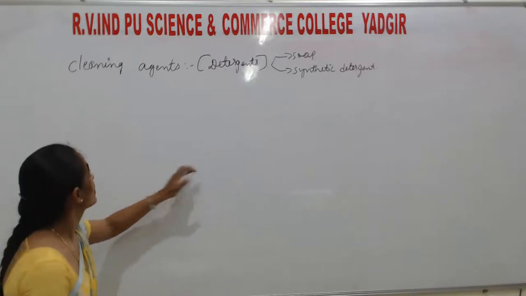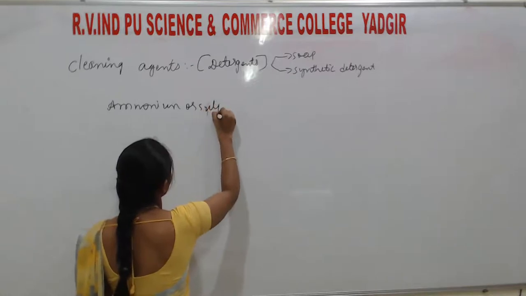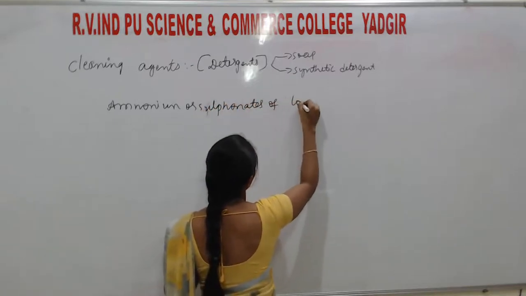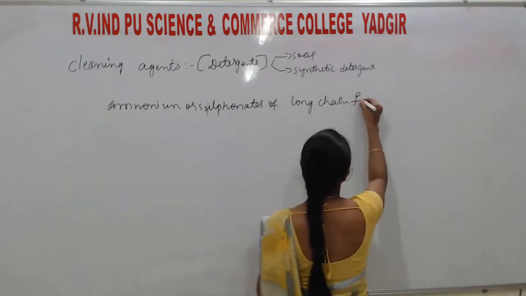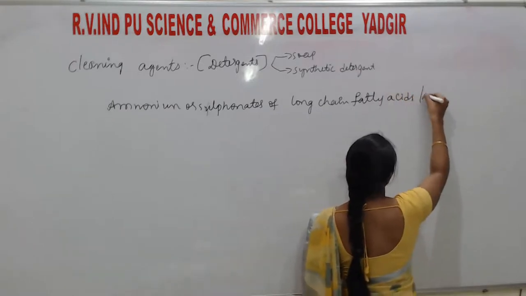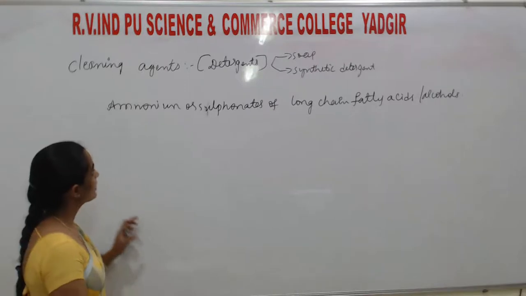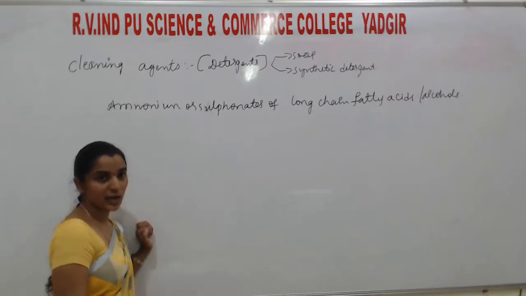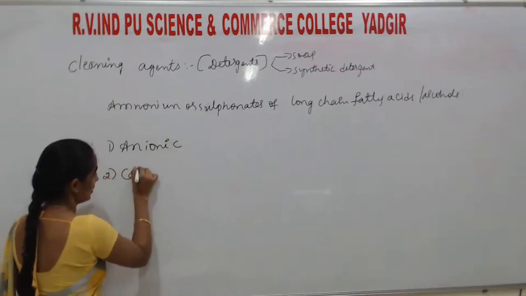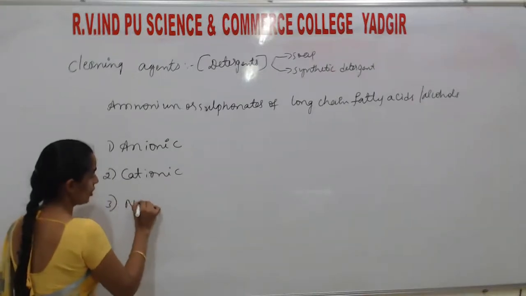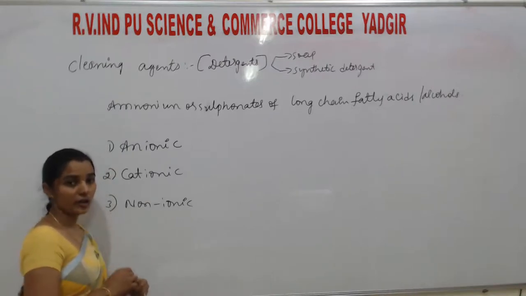They are ammonium or sulfonates of long chain fatty acids, and they consist of alcohols also. Long chain fatty acids are alcohols. Later I'll give the example of why I use alcohols as well as fatty acids. So students, whether the ammonium is present or sulfonate is present, they are classified as anionic detergent, cationic detergent, and non-ionic detergent. Understand? Anionic detergent, cationic, and non-ionic detergent.